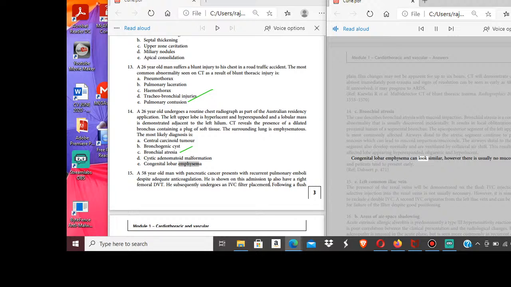Congenital lobar emphysema can look similar, however there is usually no mucus plug and patients tend to present early. Ref. Dahnert p. 471.